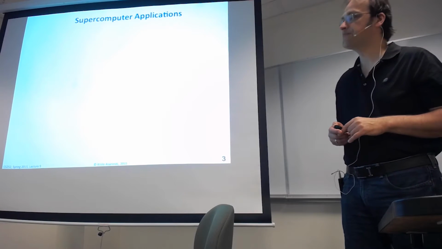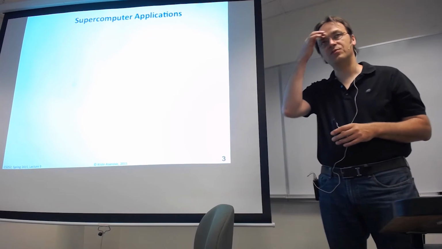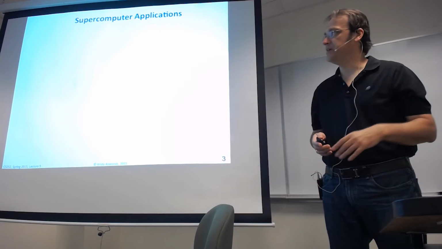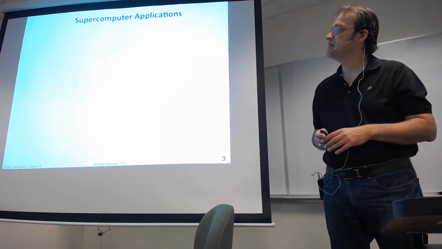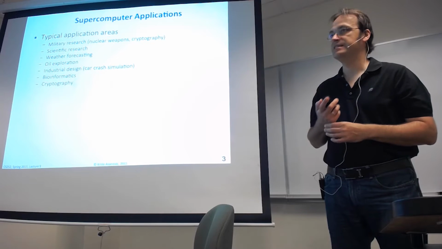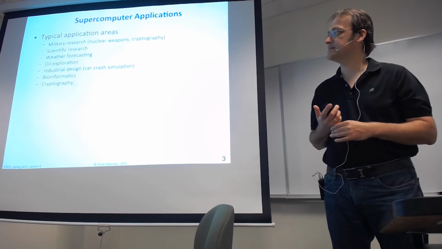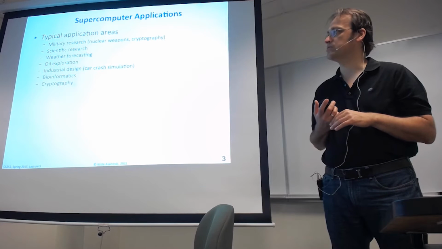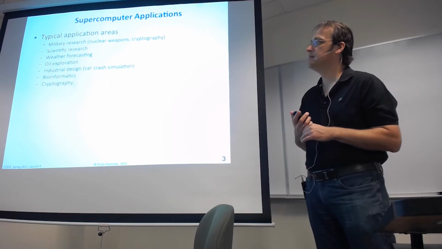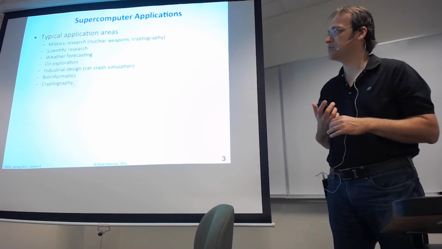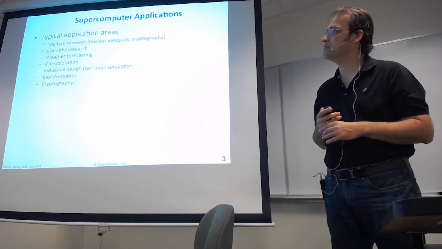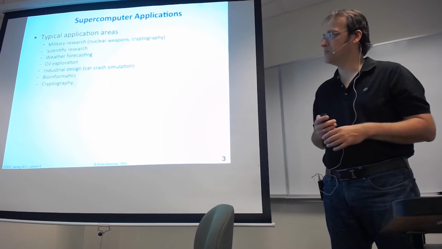But if we go back in time to when the term supercomputer was coined, there's a set of calculations people wanted to do that were very compute intensive and kind of defined this space. There were things like military research, nuclear weapons, cryptography, scientific research, things like climate modeling, weather forecasting. Another big financially important one was oil exploration. Also industrial design, things like car crash simulation. It's much cheaper to crash cars in a computer than to build them and crash them. Bioinformatics and now cryptography again. So these are kind of the biggest computations people do regularly.